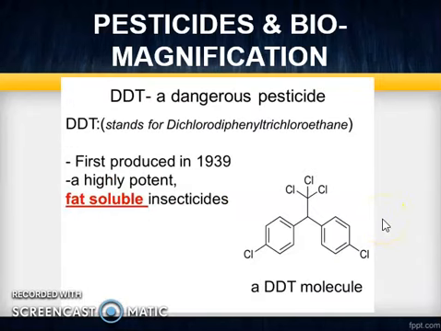Now, in this slide, we want to discuss one example of a pesticide that is very toxic to the environment and can kill any organism in this world as well. This kind of pesticide is called DDT, which is short for dichlorodiphenyltrichloroethane. This pesticide was produced in 1939, is very highly potent, and is of the soluble type.